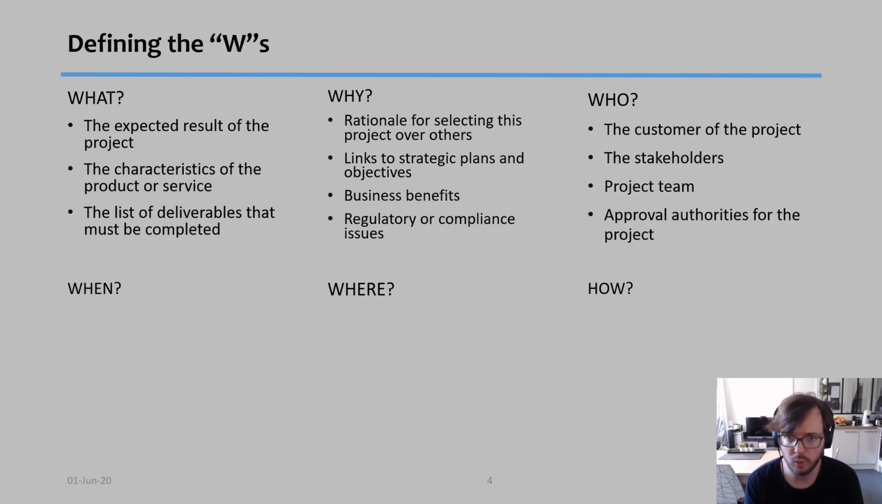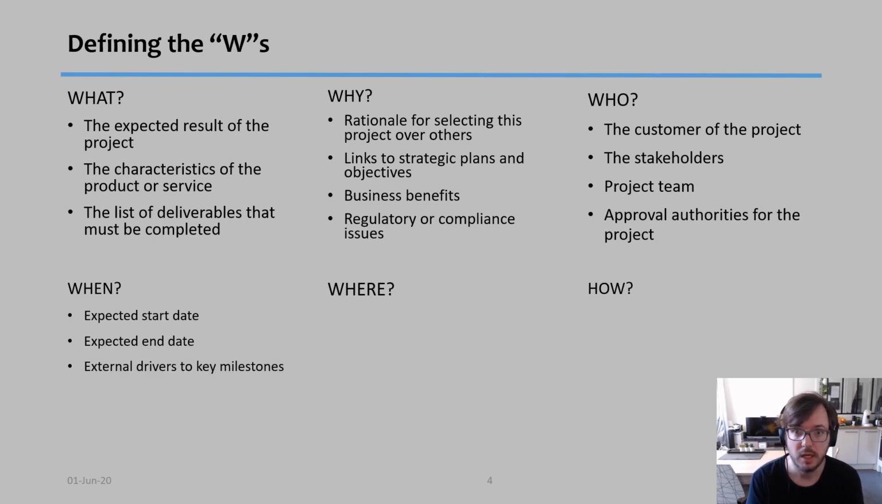When it comes to the who, then we're answering questions, for example, who is the customer, who are the stakeholders, who's going to be the project team, who are the approval authorities, in other words, the people that say yes or no regarding issues in the project. When it comes to the when, obviously, when is the start date, when is the end date, what external factors might affect my milestones. Milestones are kind of like little deadlines that you have along the way, and by having those milestones, it allows us to make sure that the project is on track.